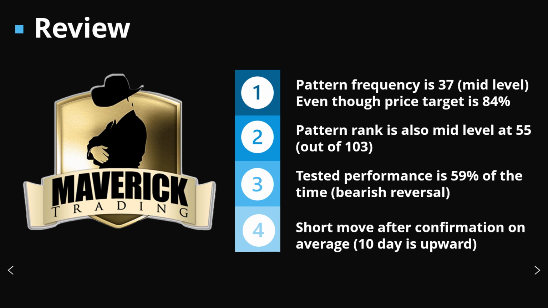Now the pattern rank is also mid-level at 55, and I think a lot of that has to do with the fact that the moves are usually short-lived to the downside. 59% of the time here, tested performance, it does go down, but over the 10-day move, this thing turns right around and moves upward. So I believe that's what's throwing it around, is even though they do confirm to the downside, they're short-lived, so you've got to be quick with that. Something to mull over, guys.